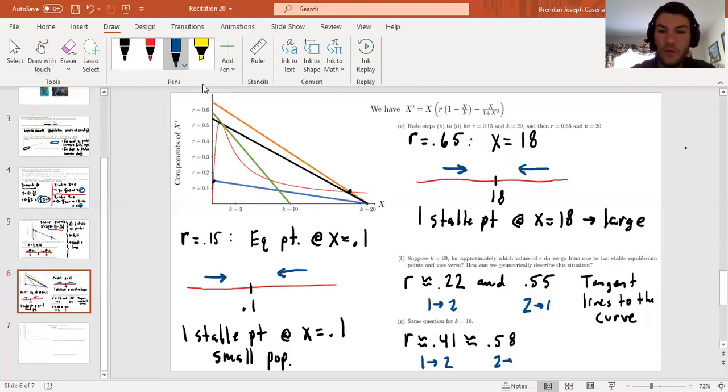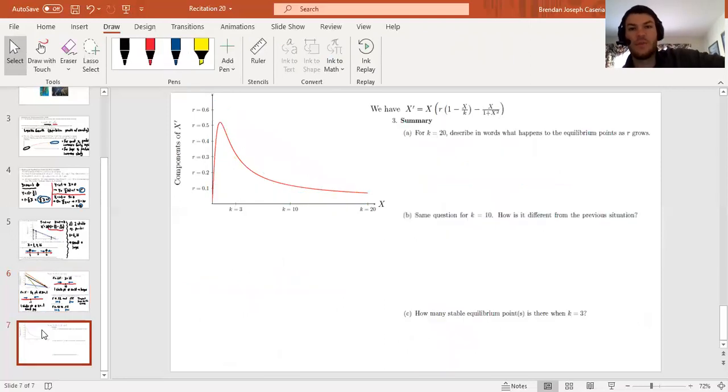And that's when we go from 2 to 1, again, if we're considering an increase in R. Okay. So that should answer all the questions. And so we can move on to the last question, which is question 3, which is also on my last slide here. So now we're just summarizing what we learned.